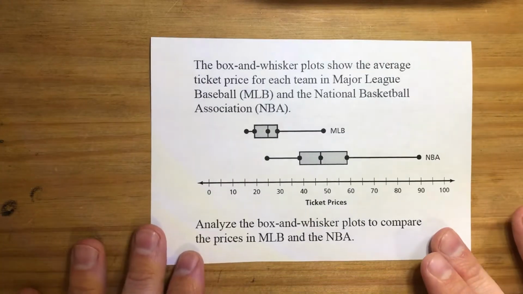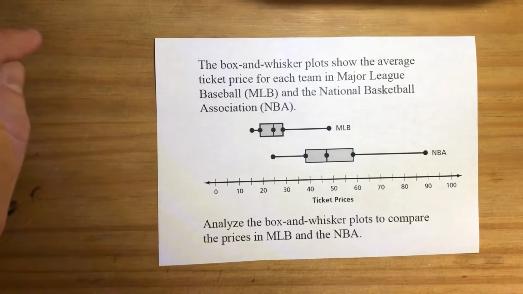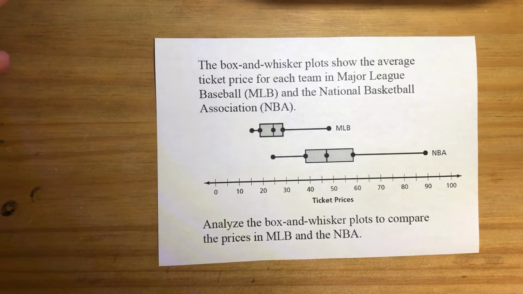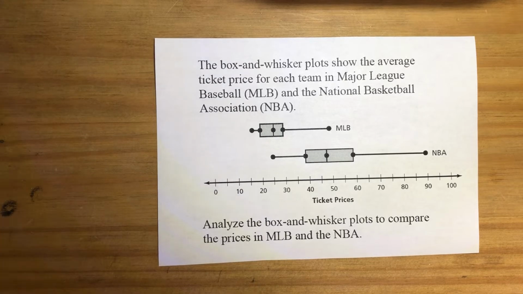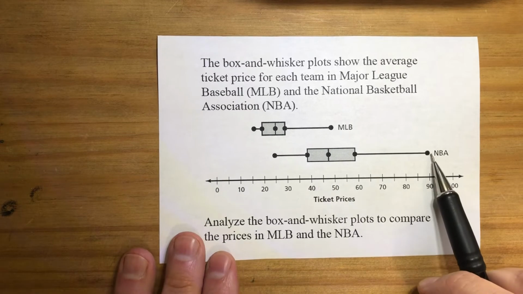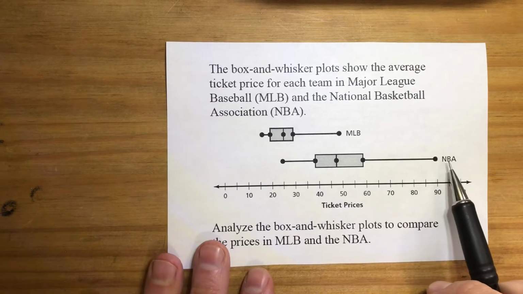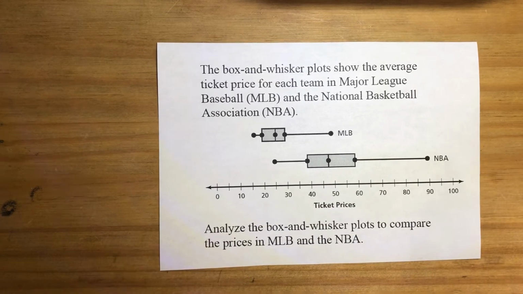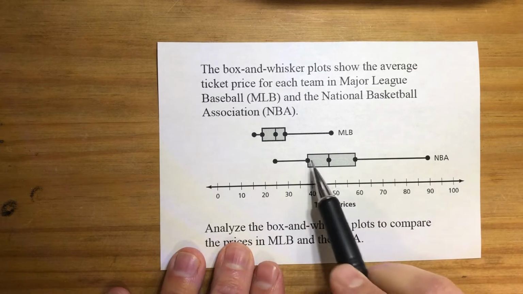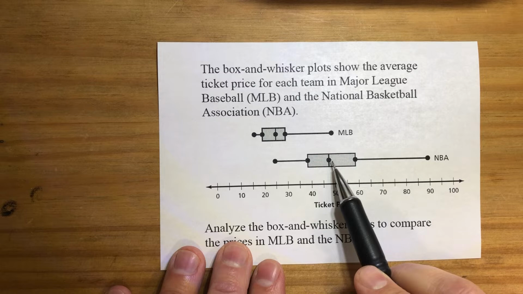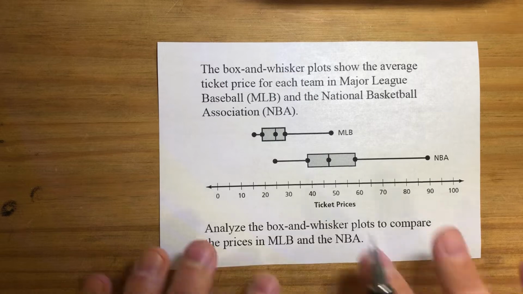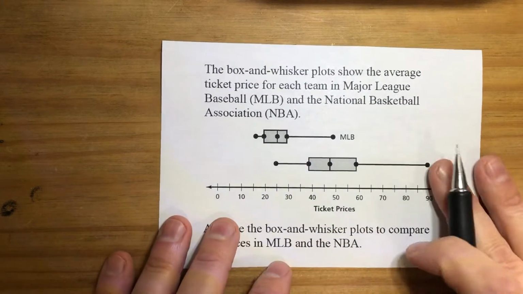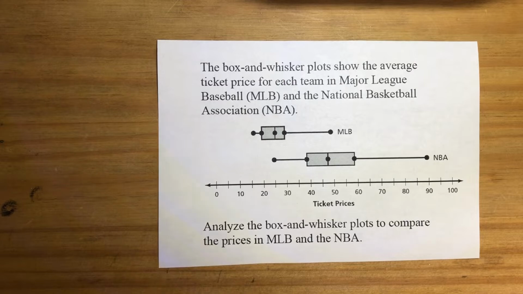So here we have a double box and whisker graph, which shows the average ticket price for each team in Major League Baseball and the National Basketball Association. And you can see across the board that this information seems to be leaning more to the right. That's because the box and whisker graph shows our 5-number summary with these 5 dots. The middle dot is our median, these are our quartiles, and these are our extremes. Since almost all the data is further to the right for the NBA, it lets us know that the NBA average ticket price is more expensive.